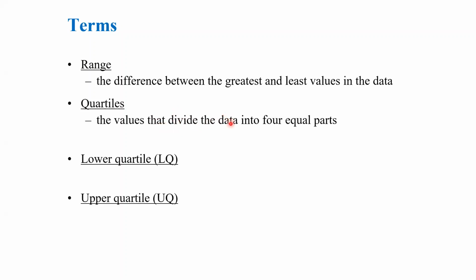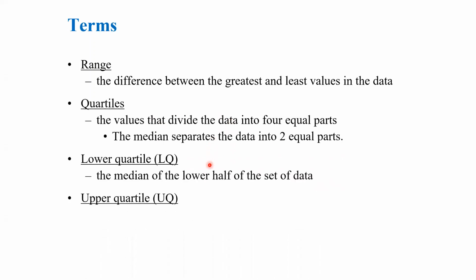Once we divide the data into 4 equal parts, each part is called a quartile. The lower quartile is the median of the lower half of the set of data. On the other half, the upper half, we call that the upper quartile. Sometimes the upper quartile is called the third quartile, and the lower quartile is called the first quartile. So these quartiles are basically your data set being divided into 4.